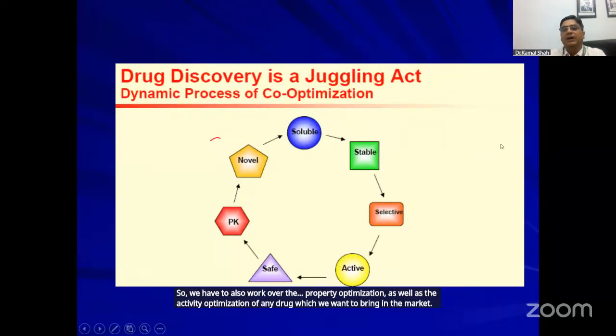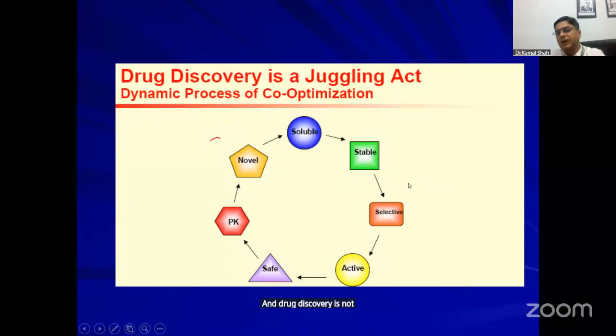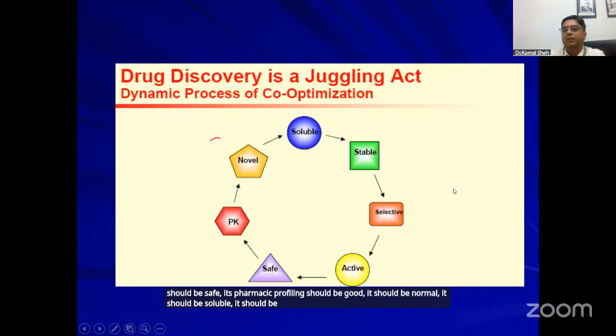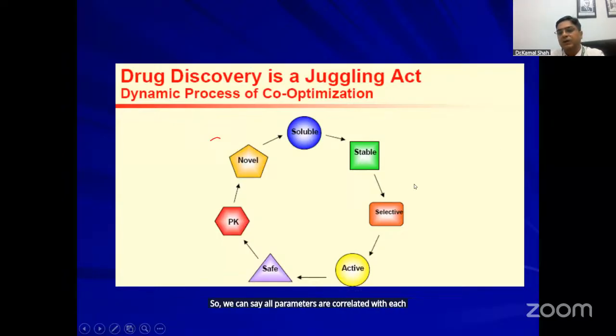And drug discovery is not based on a single parameter. It is a juggling act, a dynamic process. If our drug molecule is active, it should be safe. Its pharmacokinetic profiling should be good. It should be novel. It should be soluble. It should be stable. It should be selective. If it is selective, then it should be stable. It should be active. So we can say all parameters are correlated with each other. That has to be taken into consideration while designing any drug.